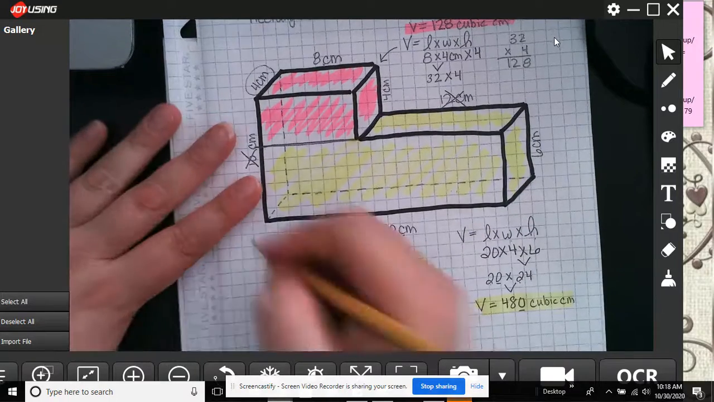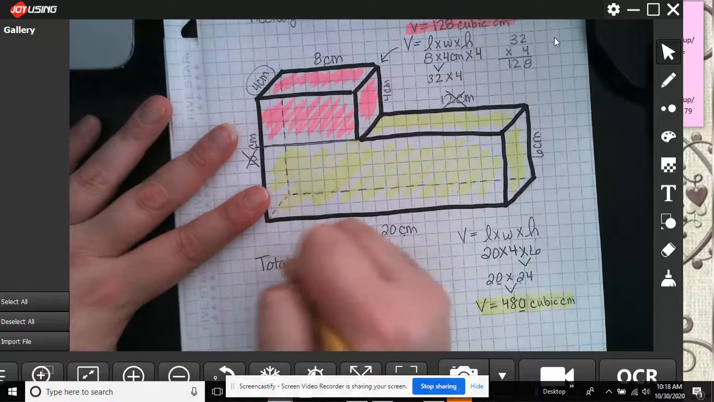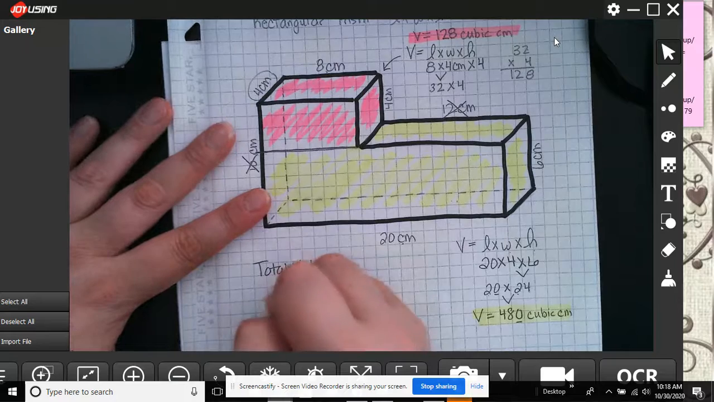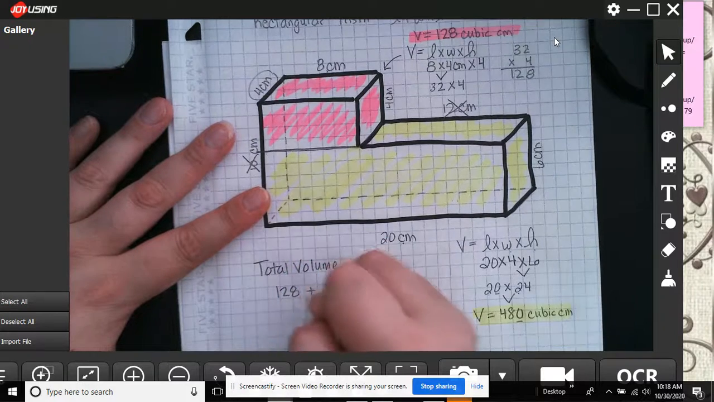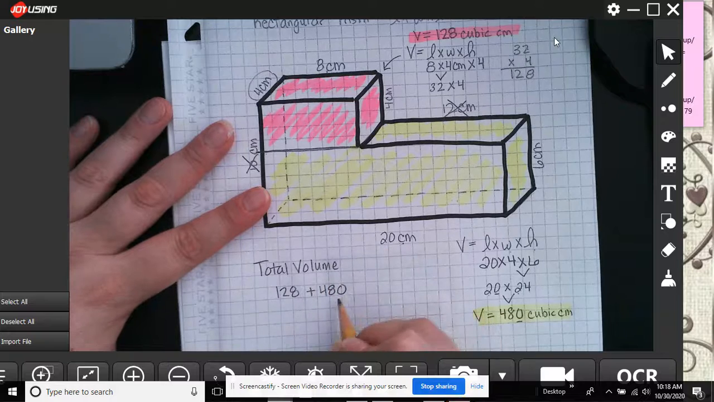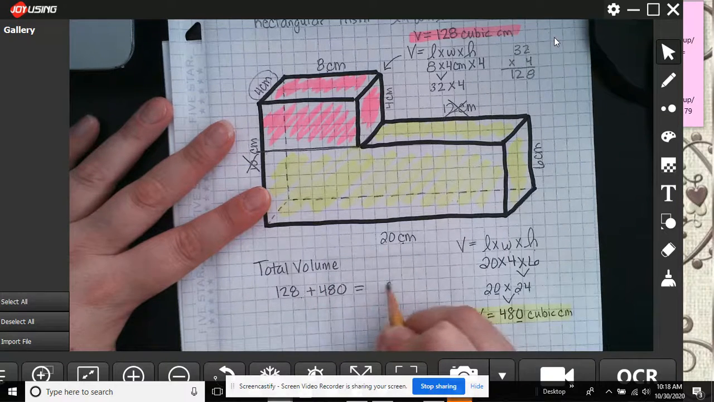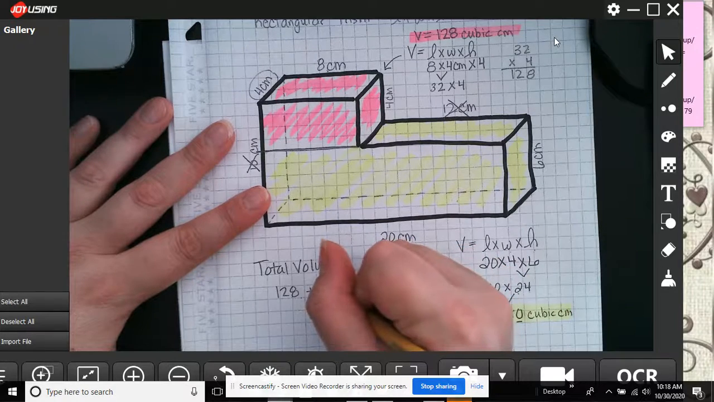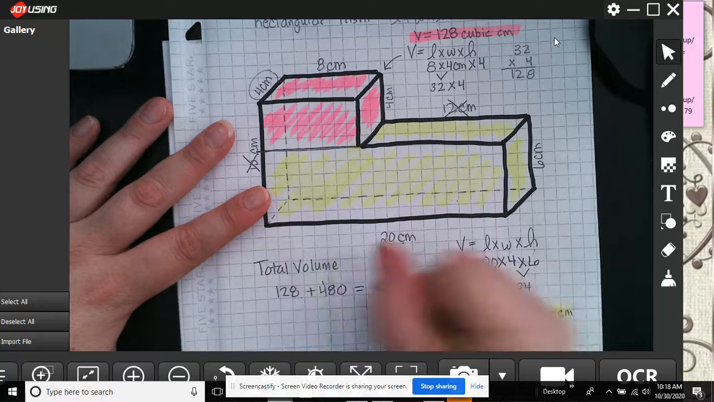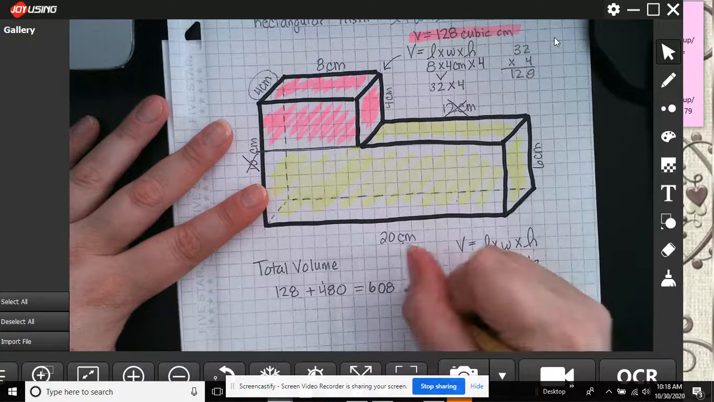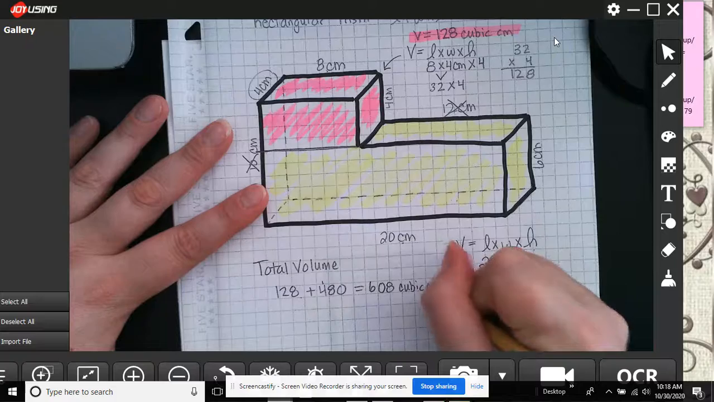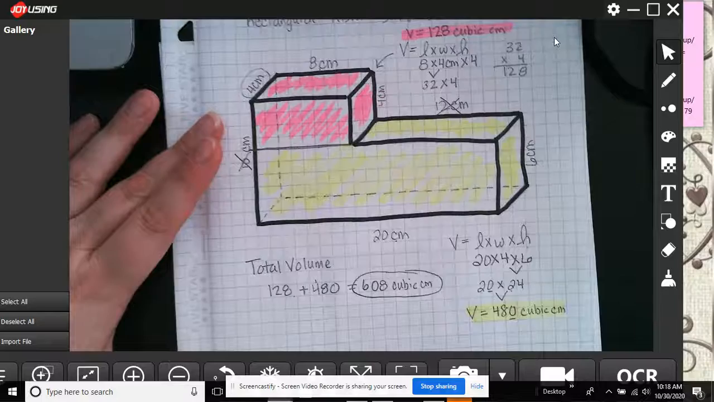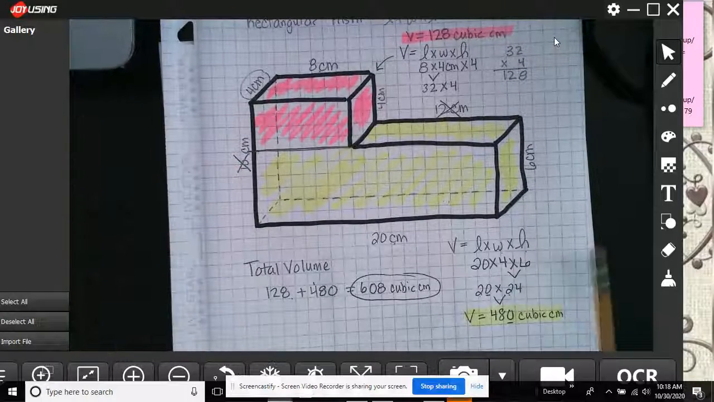And then lastly, to find our total volume, I need to add together 128 plus 480. I know 0 plus 8 is 8. I know 8 plus 2 is 10. 0, carry my 1. 4 plus 1 is 5, plus 1 is 6. So again, I get 608 cubic centimeters. And circle your final answer because there's a lot of work being shown on this for this problem.